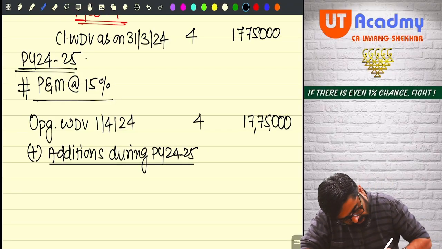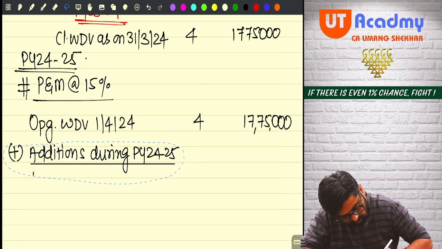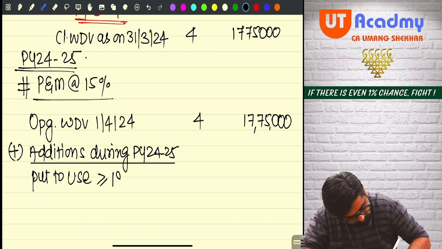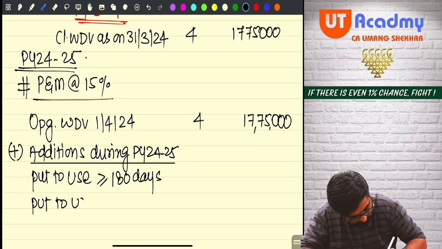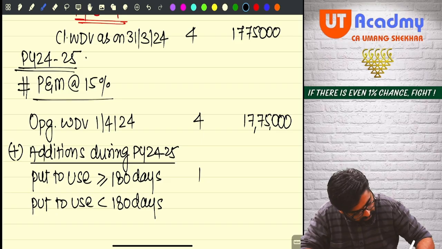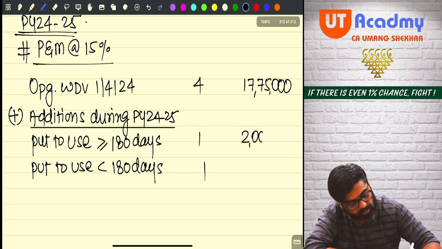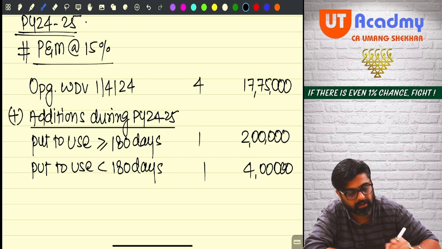So one plant and machinery which I acquired was put to use, additions during the previous year 24-25, which were put to use for greater than or equal to 180 days, and which was put to use for less than 180 days. Getting my point? One plant and machinery, one plant and machinery. And what was the cost? Cost was 2 lakh for this and 4 lakh for this. Possible or not possible? Yes or no?